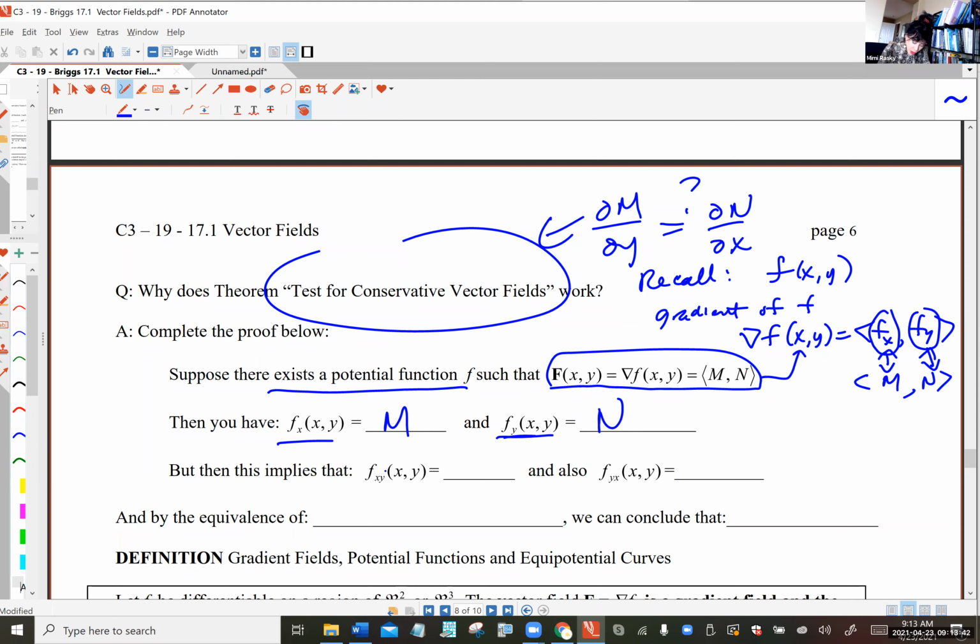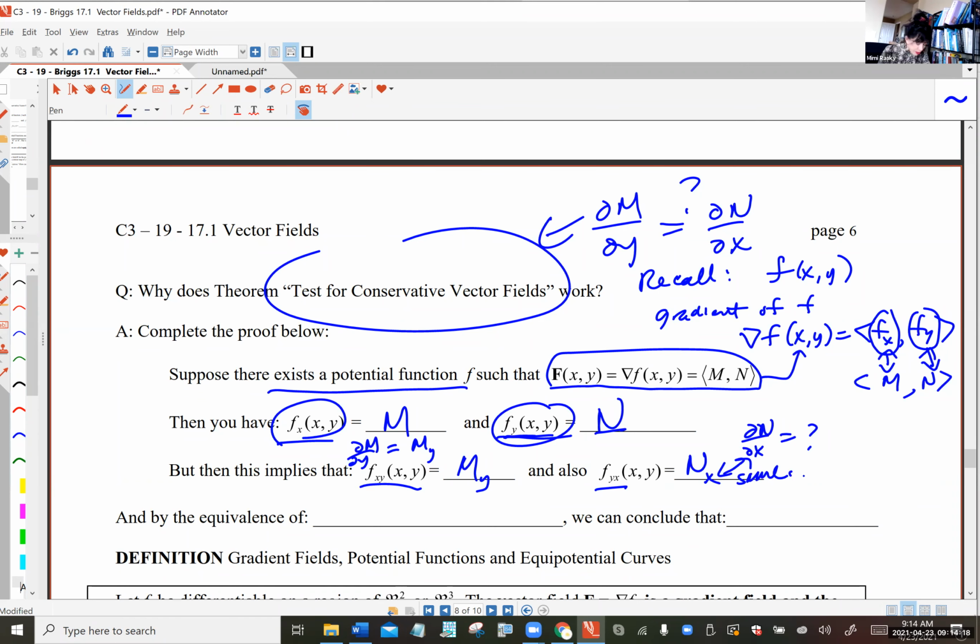So then what? Well, when you take the derivative of m with respect to y, or if I use the subscript notation my, what are you doing? You're taking your fx and differentiating it with respect to y. And then similarly, what is dn dx equal to? Well, you're taking the fy and differentiating it with respect to x. And that gives you dn dx, or nx. These are the same.